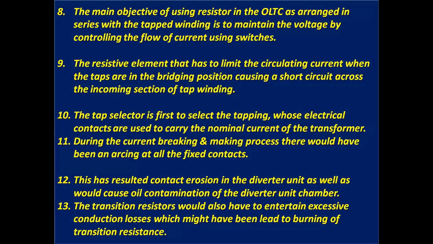During the current breaking and making process, there would be arcing at all the fixed contacts. This results in contact erosion in the diverter unit and would cause oil contamination of the diverter unit chamber. Number 13, the transition resistors would also have to endure excessive conduction losses, which might lead to burning of the transition resistance.